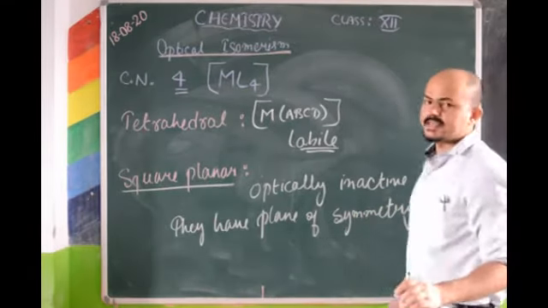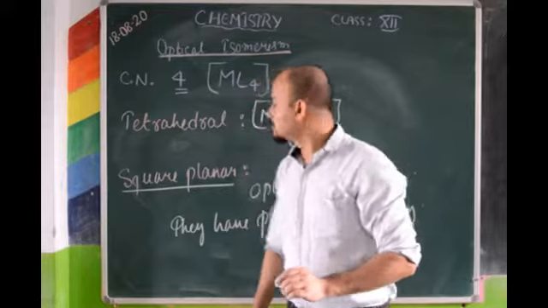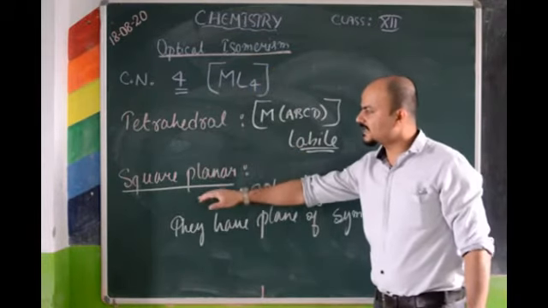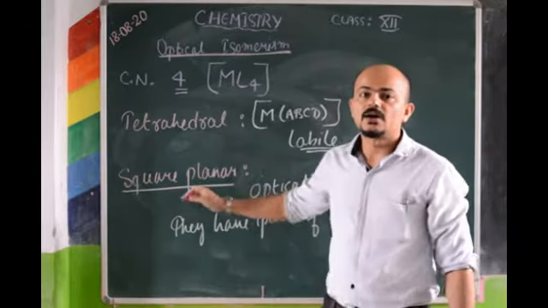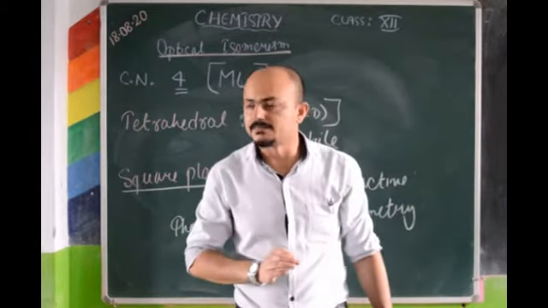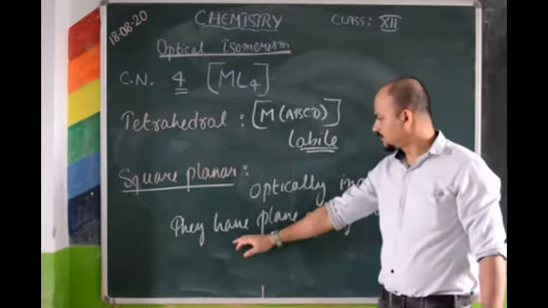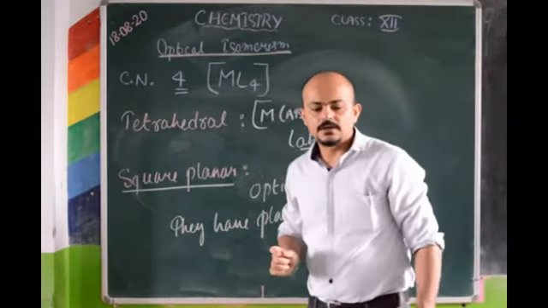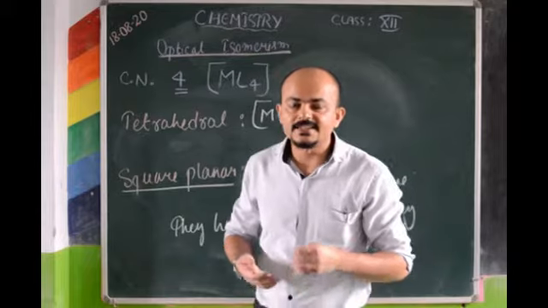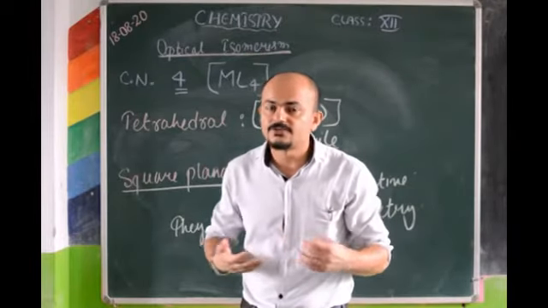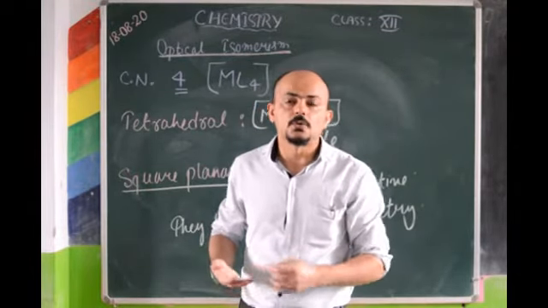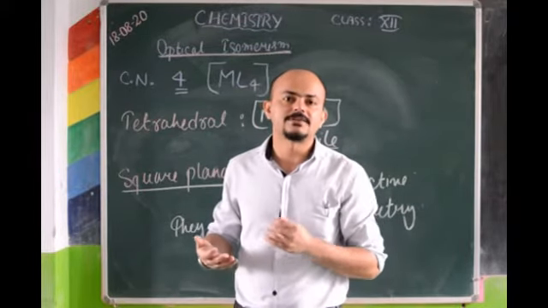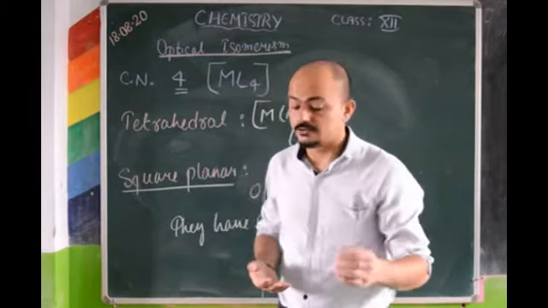Those complexes which have a plane of symmetry will not show optical isomerism. So both tetrahedral complexes as well as square planar complexes are optically inactive. Please remember this part. Remember class 11? We discussed tartaric acid, and it had a plane of symmetry. Therefore, meso-tartaric acid was optically inactive. So you can refer to your class 11 isomerism part also.